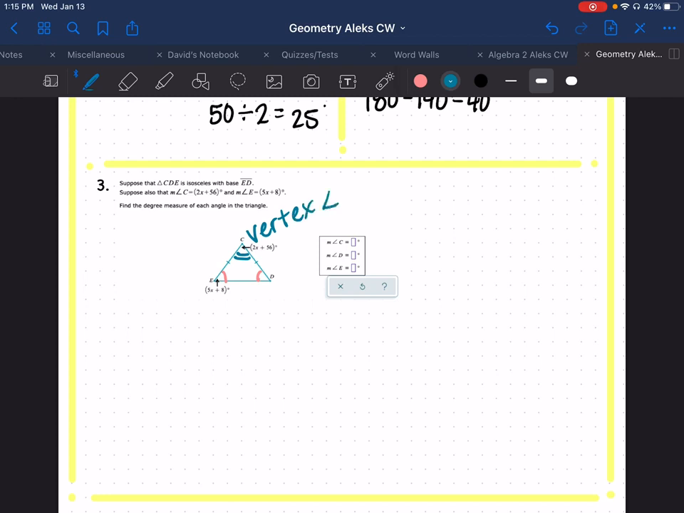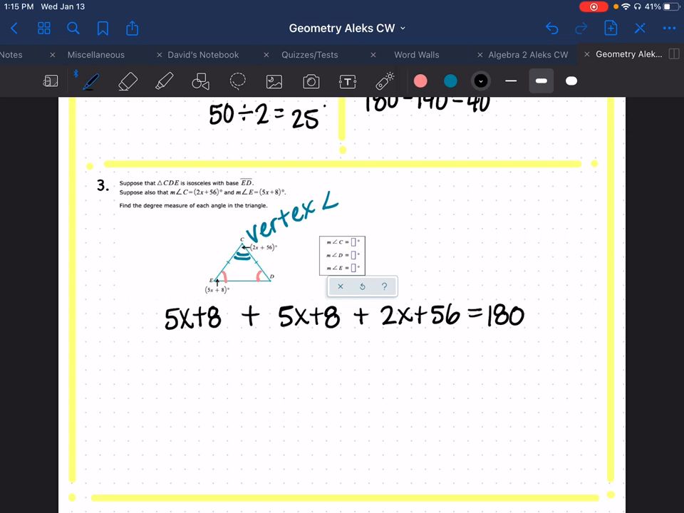Okay. I'm going to use the fact that they add up to 180, but notice what they're doing. They're only giving me E, but in fact, D is the same. So this is also 5x plus 8. It's the same. So I'm going to go ahead and say 5x plus 8 plus 5x plus 8, my two base angles, plus my vertex angle, 2x plus 56 equals 180.